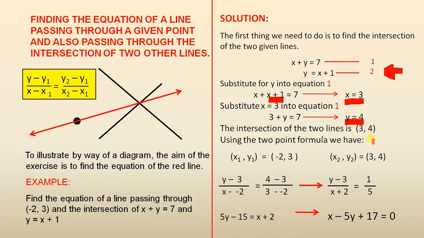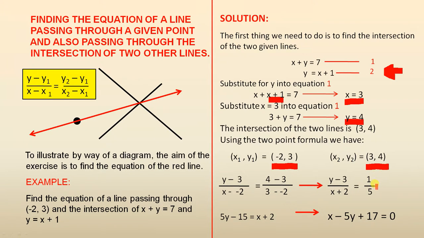Using the 2-point formula we have x1, y1 is -2, 3, that's the first point we were given, and x2, y2 is 3, 4. That's the intersection of the two lines. Now, here is the 2-point formula. We've substituted those values in, which gets us to this section, so a little bit of simplification there. That gives us 1 over 5, because 4 minus 3 is 1, and 3 minus -2 is 5, so that gives us 1 over 5.